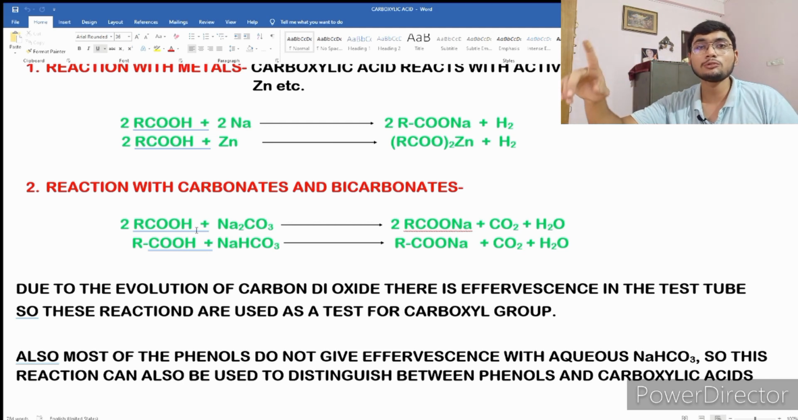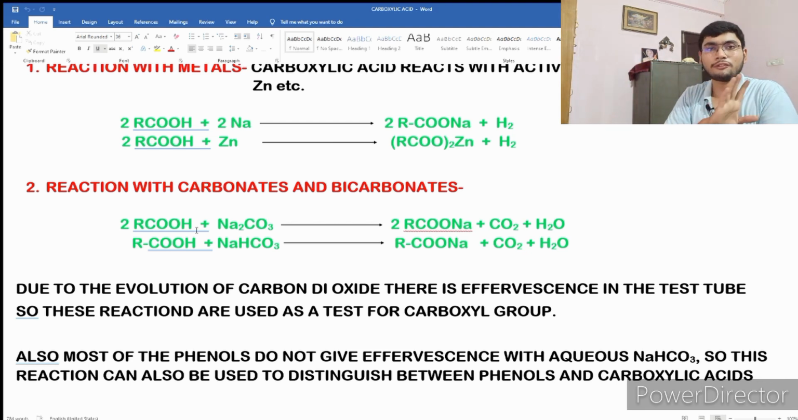So these reactions can be used to test whether the organic compound has a carboxyl group or not. Also, phenol does not give effervescence when it reacts with sodium carbonate or sodium bicarbonate. So we can also distinguish between a carboxyl group and a phenolic group if we use these reactions as a test. So these points should be kept in mind.